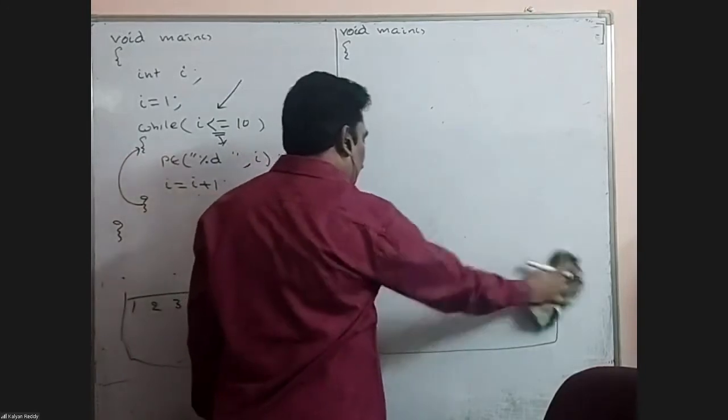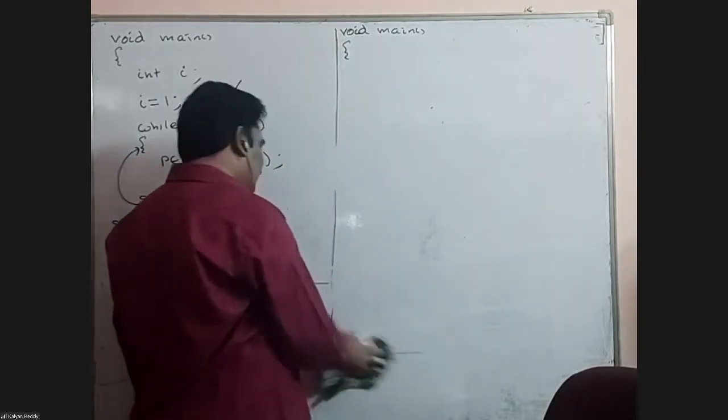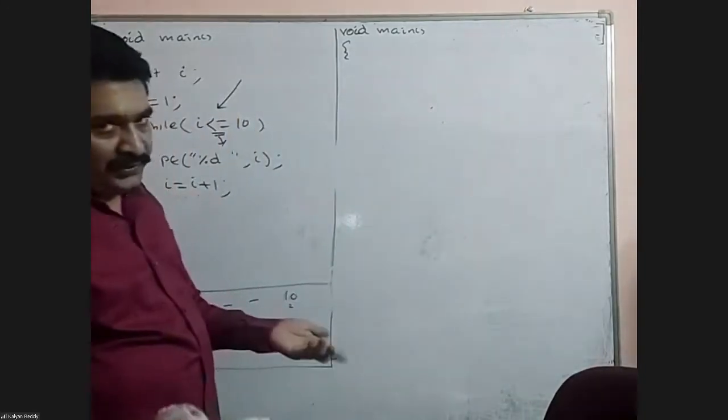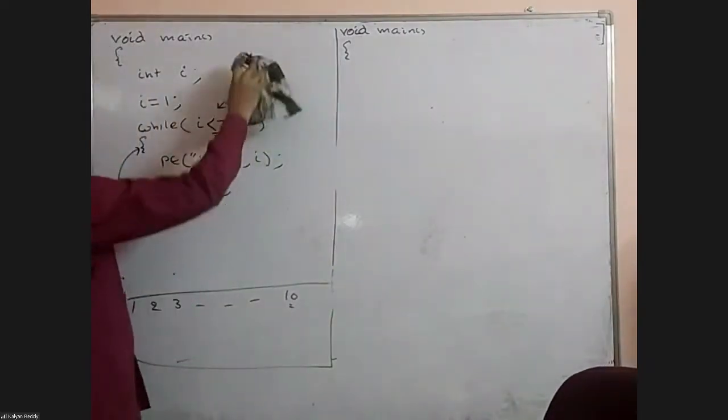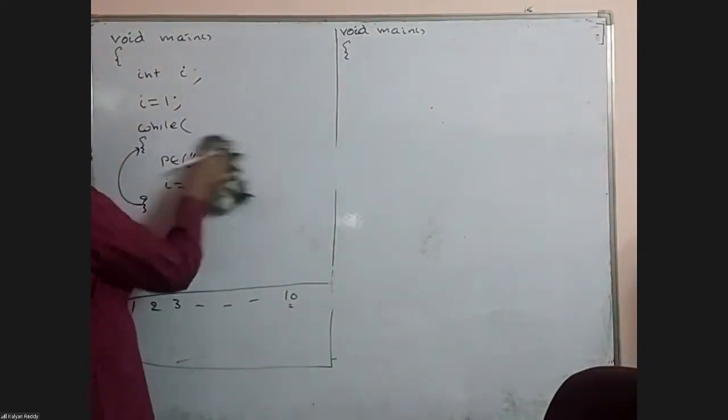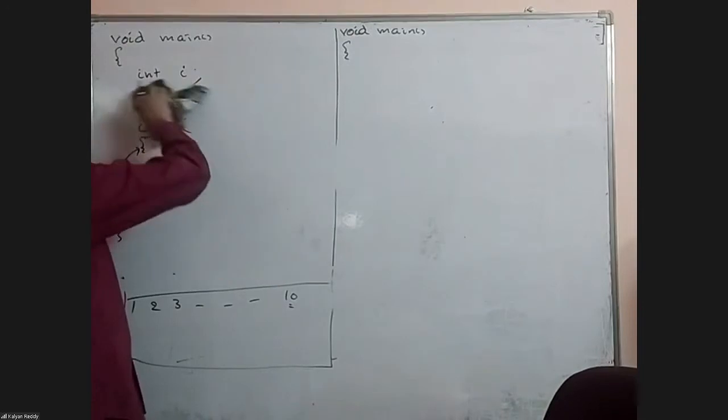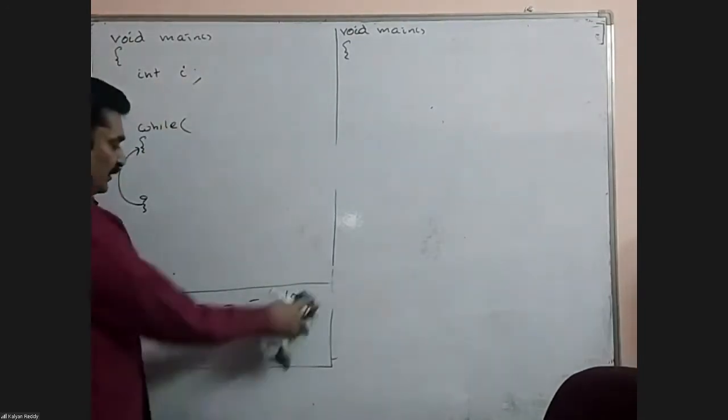Okay. Now say for example I want to print even numbers up to 20. I need all even numbers up to 20. That means the required output needs to be 2, 4, 6 like that up to 20.